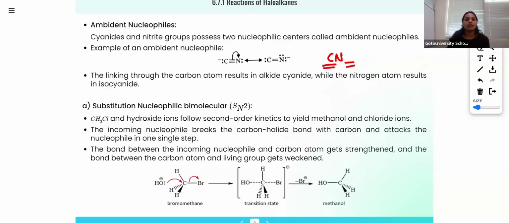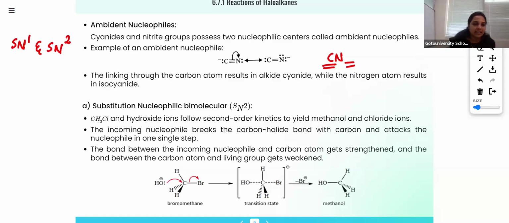Now we are moving to the substitution. Substitution reaction means we are substituting the halogen atom by using a nucleophile. That's why it is called a nucleophilic substitution reaction. In nucleophilic substitution reactions, we have two mechanisms, SN1 and SN2. In SN1 we have a different method, and in SN2 we have a different method. First, we are going to explain the SN2 mechanism.